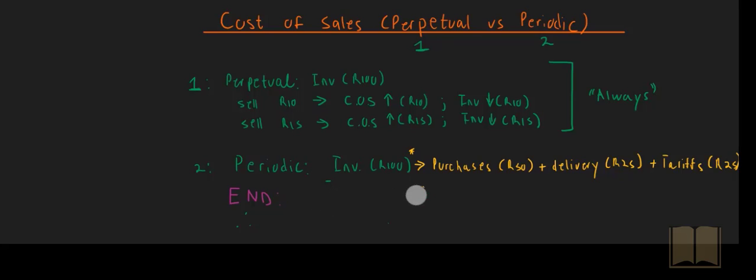Let's take that away and look at a different example. Let's say at the end of the period, our closing inventory balance is not 100 Rand, but is actually 30 Rand. So we've got 30 Rands worth of inventory left, but we originally had 100. What does that mean? It means we sold inventory to the tune of 70 Rand. This is our cost of sales.